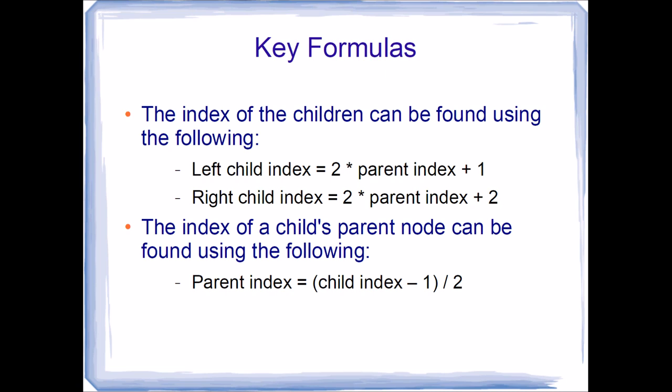All right, so we can go in the reverse order. We can find out which element is storing the parent node if we use the child's index and do a little bit of math, right? So the parent index, the index of the element in the array that holds the parent node, is going to be equal to the child index minus 1, and divide that difference by 2. Okay.